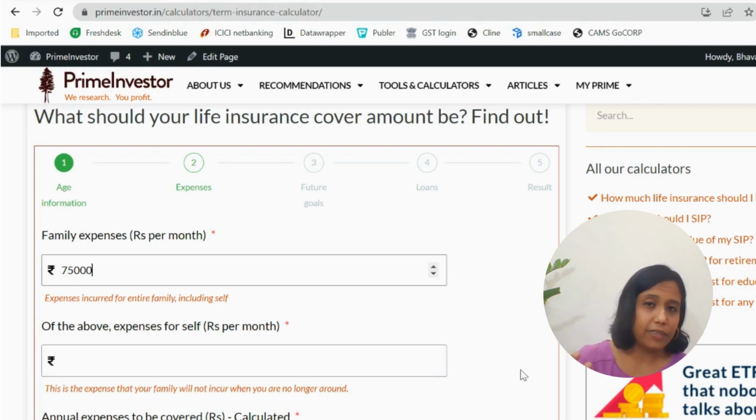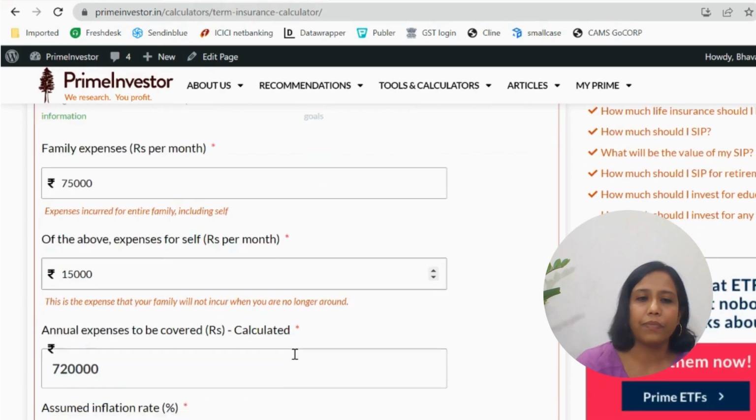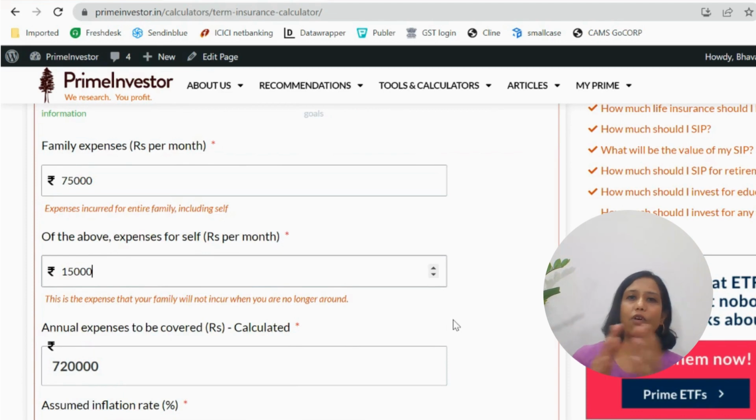You might have some expenses that are exclusive only to you. So, if you're not going to be around, those expenses are not going to happen. So, you can deduct that from how much expenses your family will actually have to meet. Okay, so let's say your personal expenses are going to be 15,000. So for a year, the amount of expenses that your family needs is 7,20,000, and it is this contribution that your insurance should try and cover.